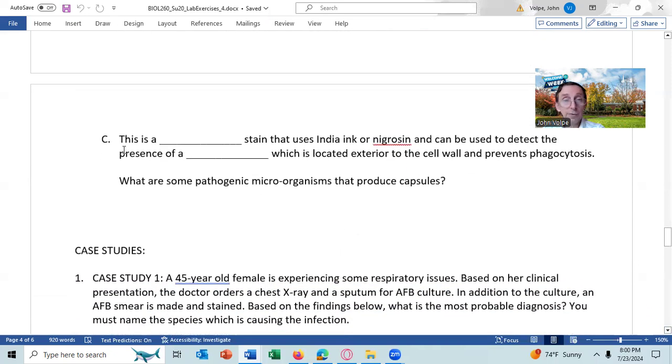Figure 5C goes to question C. This slide is a wet stain that uses India ink or nigrosin and can be used to detect the presence of a cell structure, which is located exterior to the cell wall and prevents phagocytosis. So that would be C1, and that would be C2. And then C3, what are some pathogenic microorganisms that produce a capsule? And you can get that from the lab module as well. Any questions on those questions?